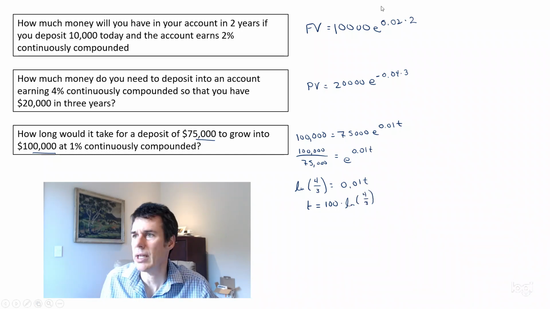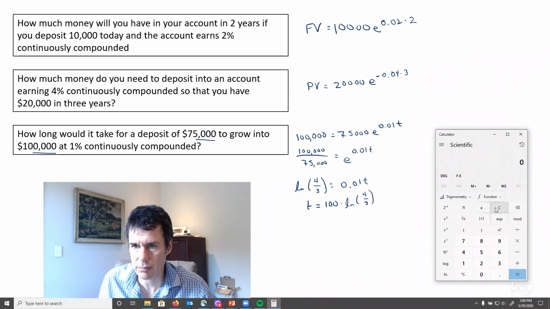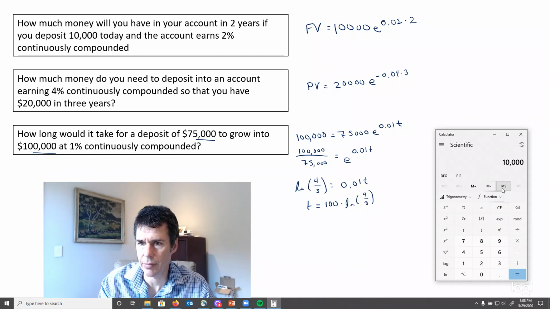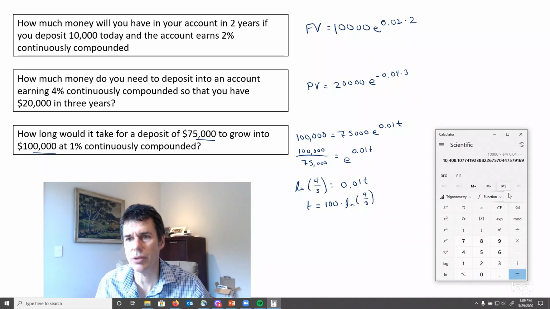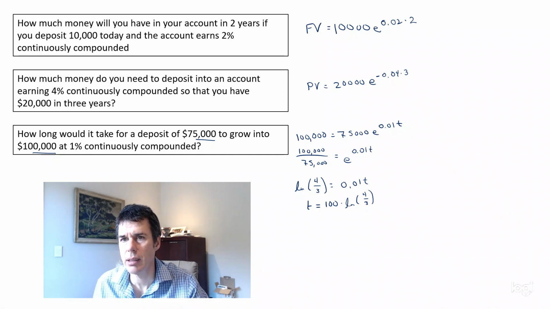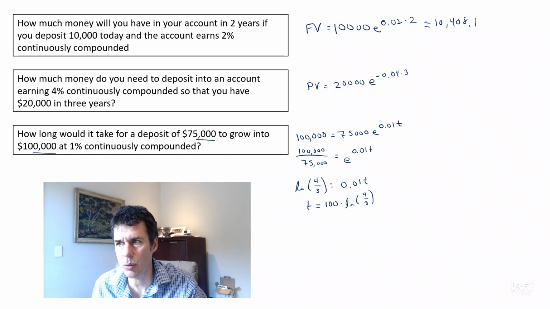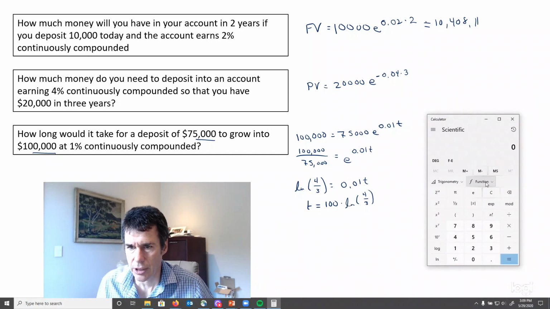So now let me pull out a calculator and calculate these values. So 10,000 times, that first one is 0.02 times 2, which is 0.04. 0.04, e to the x, equals 10,408.11.